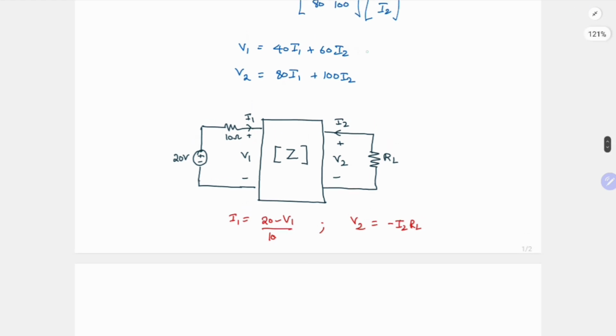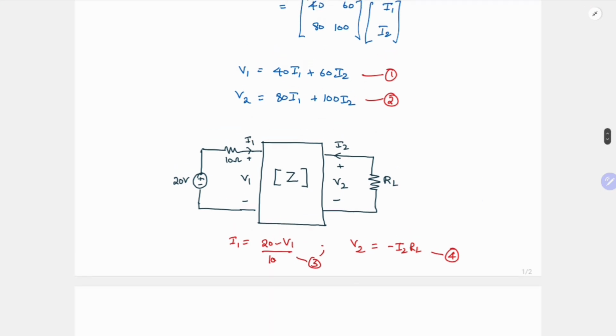So now we have these four equations and four unknowns, because RL is already known. So we can solve and find either V2 or I2. If we find any one of them, it is sufficient for us. There is no necessity that we need to find both.